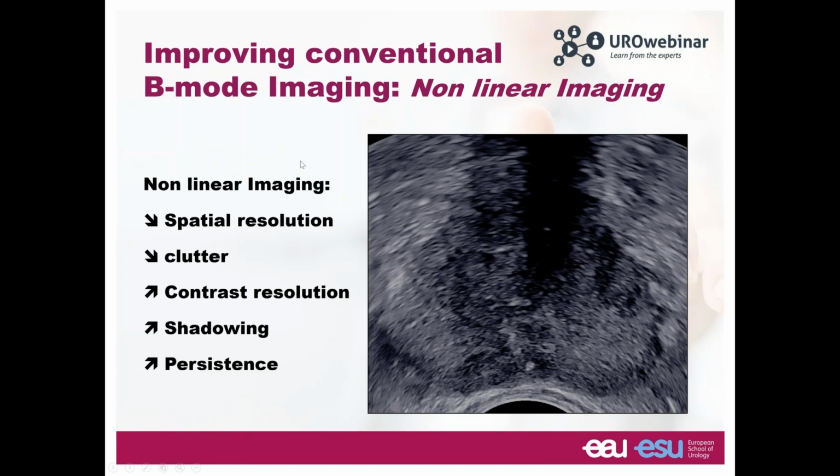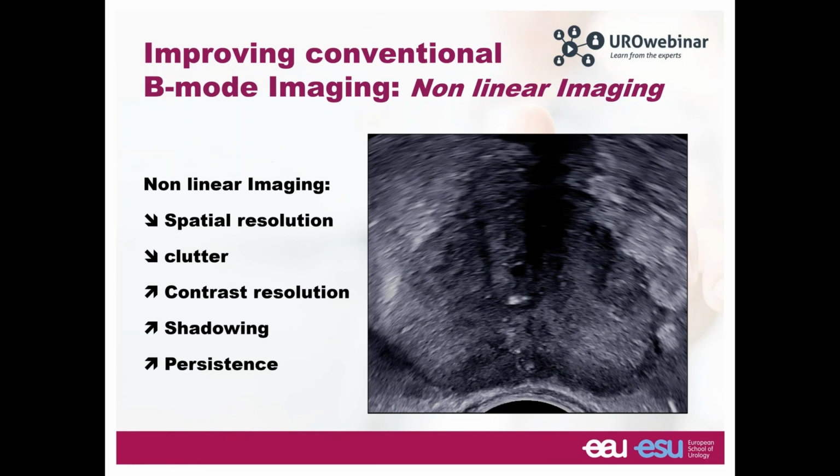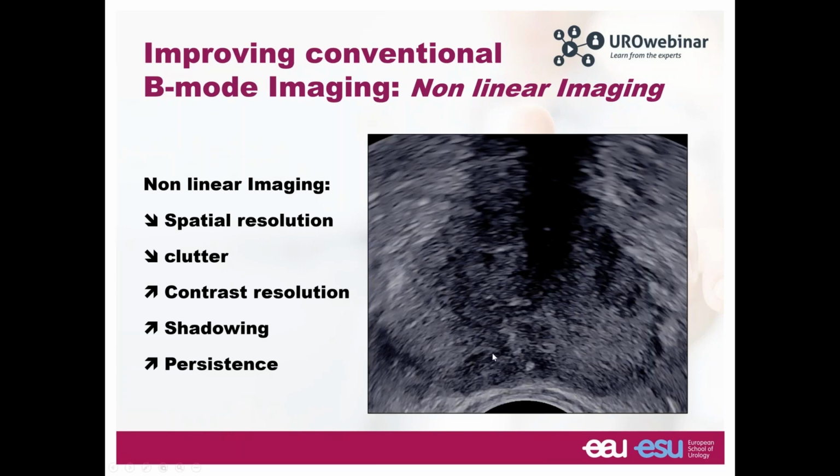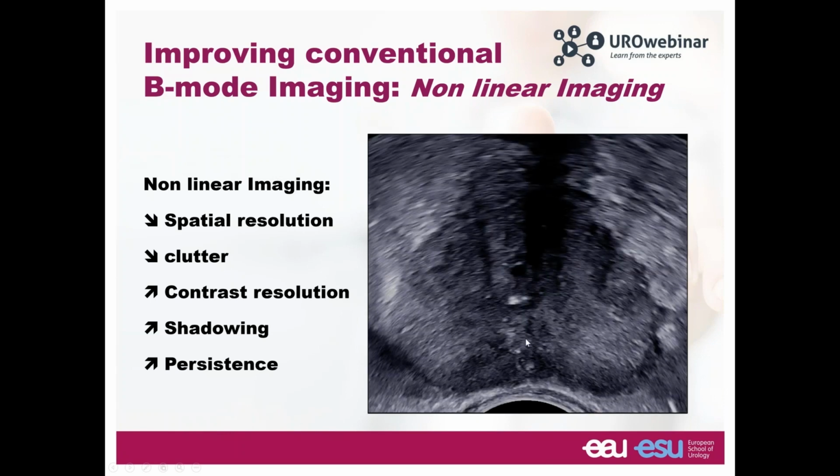You can see here in this example conventional B-mode imaging. And now I'm going to the nonlinear imaging. Look at the difference. This is exactly the same patient. I'm doing it again, and you have a prostate cancer here in the posterior peripheral zone on the right side. Look at the difference with nonlinear imaging, which is very similar to harmonic imaging.